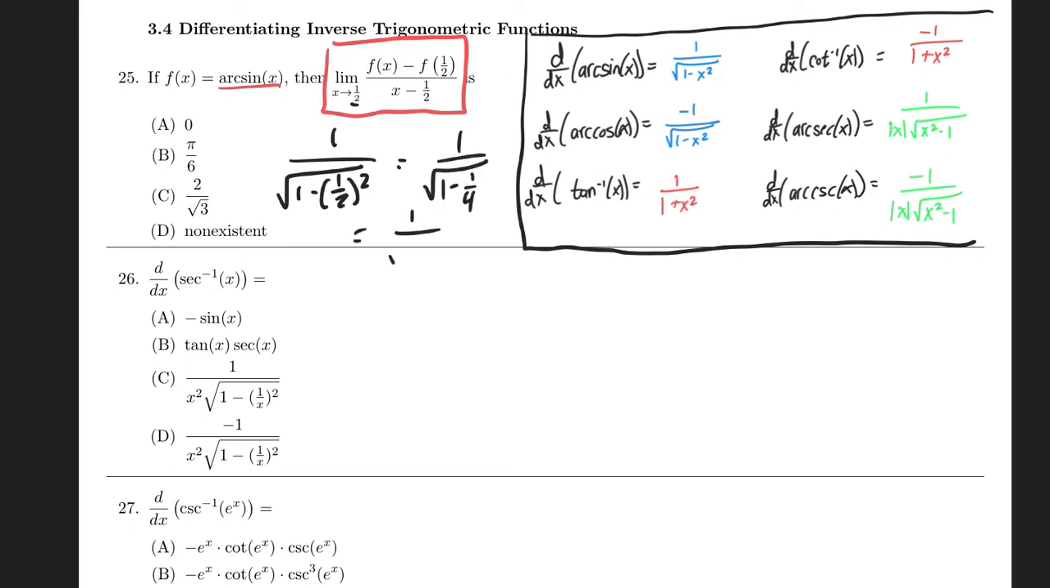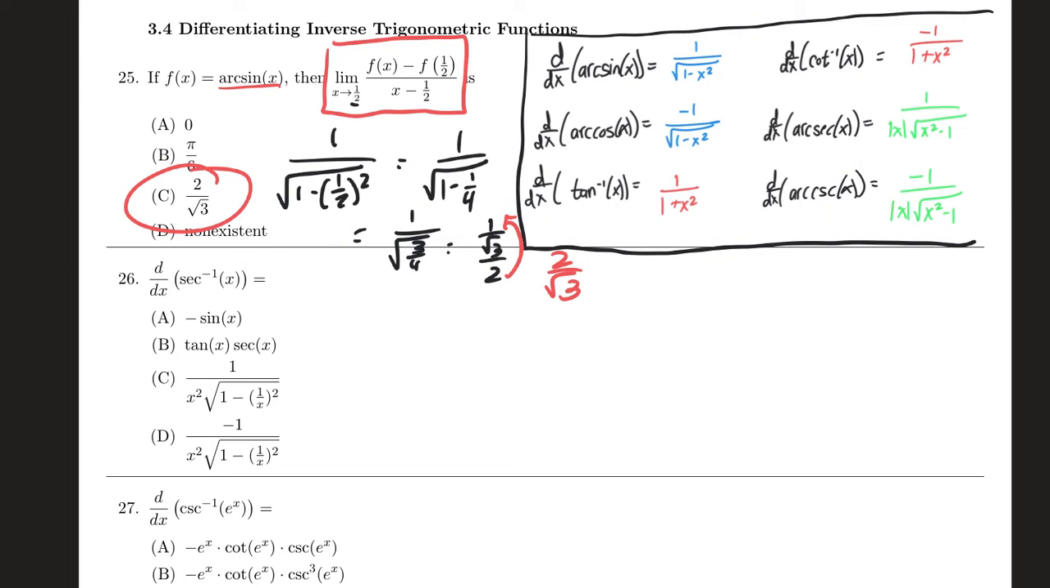1 over the square root of 3 over 4, and then that is 1 over the square root of 3 over 2, and this 2 is going to go to the top and make this 2 over the square root of 3. So C is the right answer. You recognize that it's the derivative notation, you plug in 1/2, and it's just a bunch of simplifying after that.